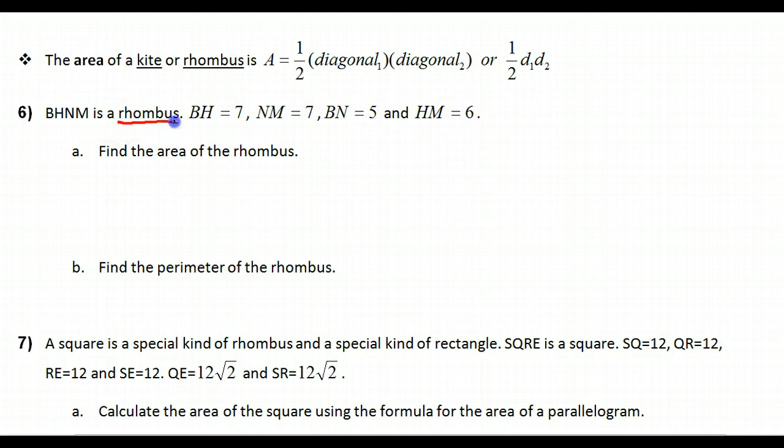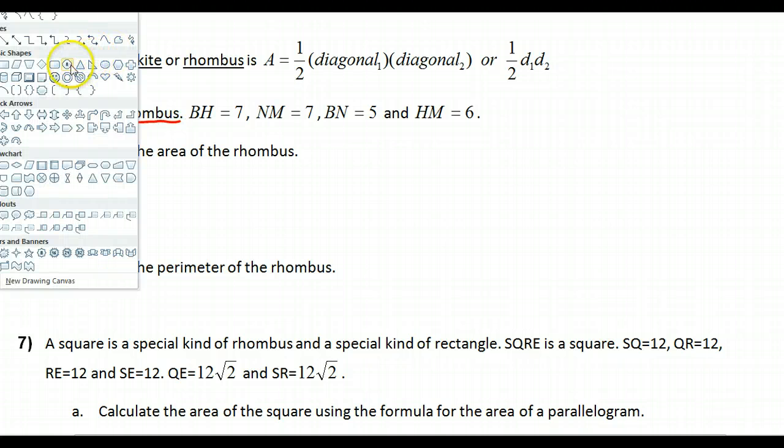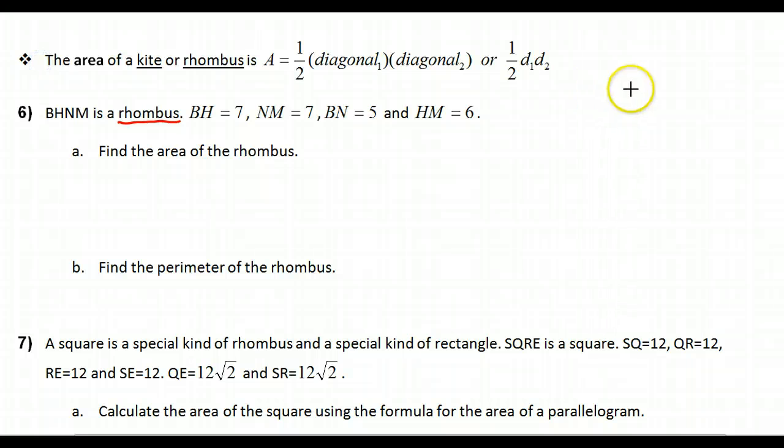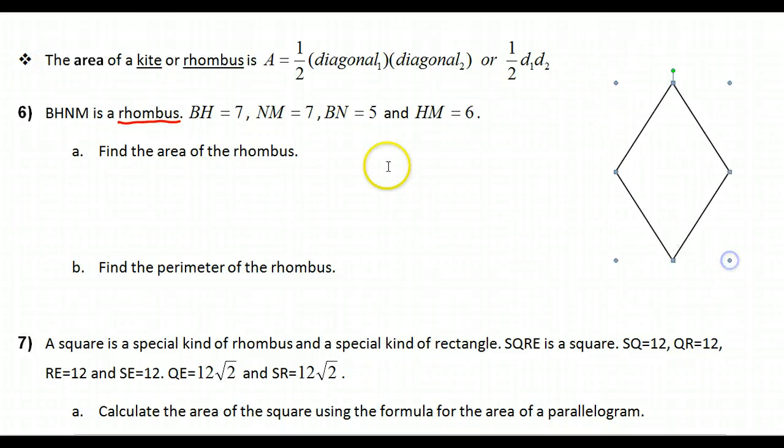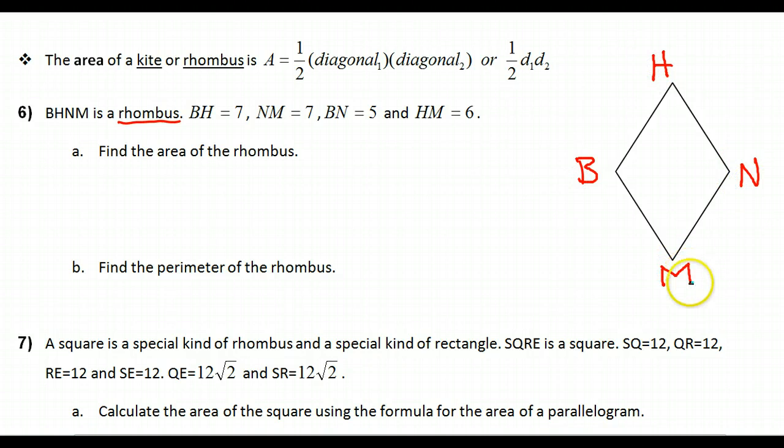So we're talking rhombus, so let's get a picture of a rhombus going. Okay, so here's my rhombus. B, H, N, M. BH is 7, so this is 7. And HN is 7, so this is 7. Look, this is a rhombus, so we know that all of these are 7. Okay, so fine. But what else you got?